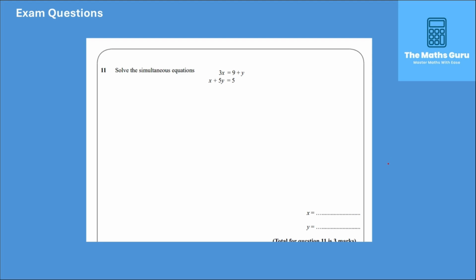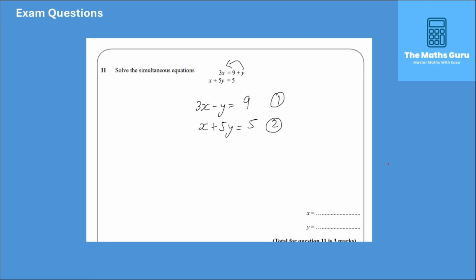So let's do that now. We have 3x plus... no, let me clear this. The way we can do this is move this positive y onto the left-hand side. So we minus y from both sides to get 3x minus y equals 9, and x plus 5y equals 5. And now we have our two equations, equation 1 and equation 2.